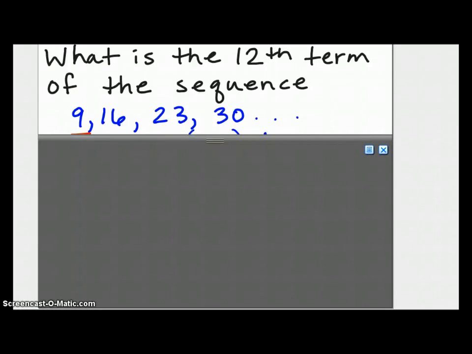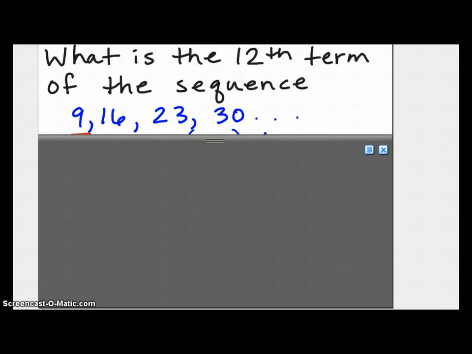Okay, let's do sequences and series. We need to be able to tell the difference between an arithmetic or a geometric sequence or series. This is a sequence because we're not adding to find the sum of the sequence. So this asks us to find what is the 12th term of the sequence.